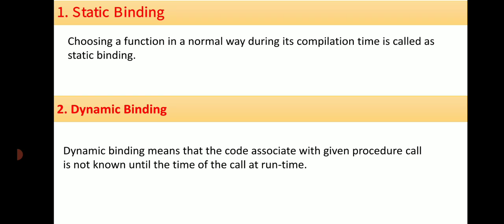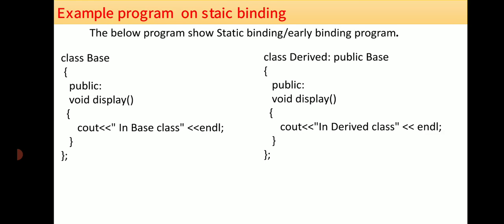And dynamic binding means that the code associated with the given procedure call is not known until the time of the call at runtime. It means that the linking of the procedure call to the called function, or the calling function to the called function, is not known before runtime and takes place during the runtime. This phenomenon is called dynamic binding.